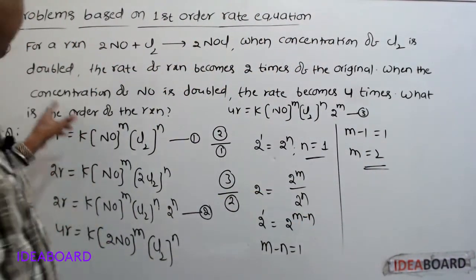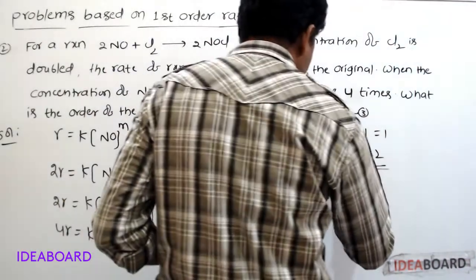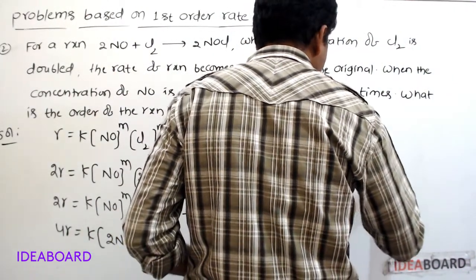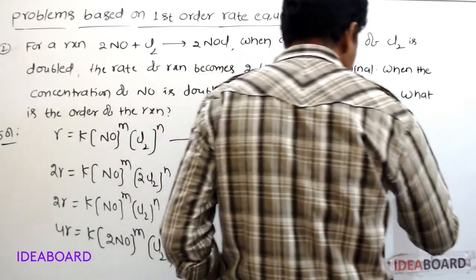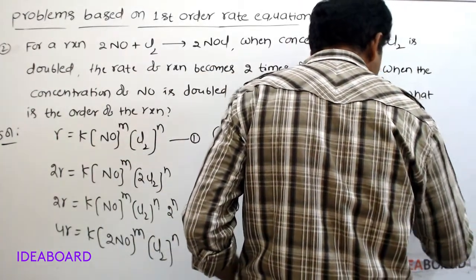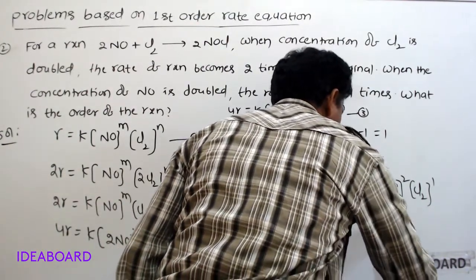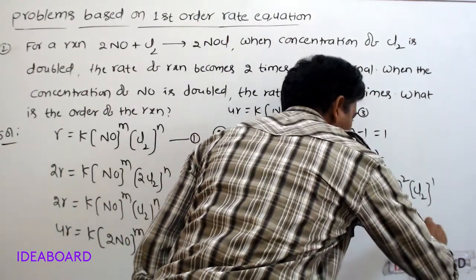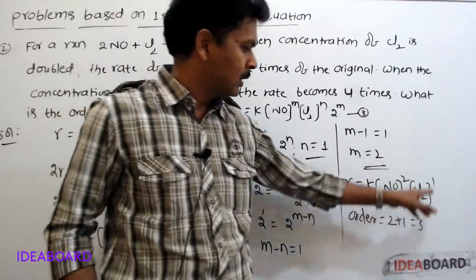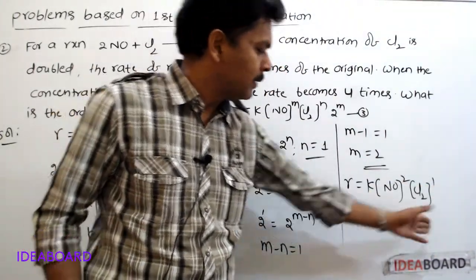So for the given reaction, the rate equation is rate is equal to k into NO concentration squared into Cl2 concentration power 1. Order with respect to NO is 2, with respect to chlorine is 1. Overall order of reaction is 3.